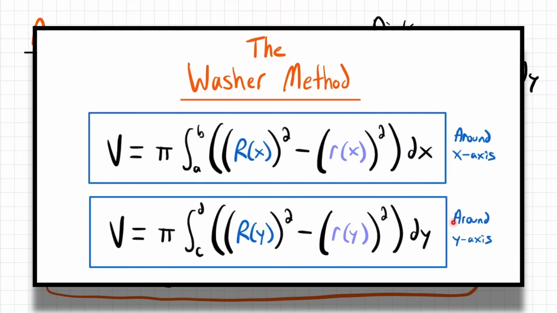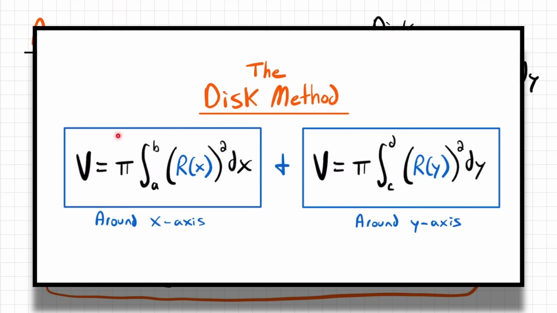And then if we were revolving around the y-axis, small r of y would just have been equal to the y-axis, or x equals 0, and so we'd also have 0 squared, and so we'd be subtracting 0, and so we just have the outer radius r of y squared times dy. And so here are those disk method formulas as a comparison.